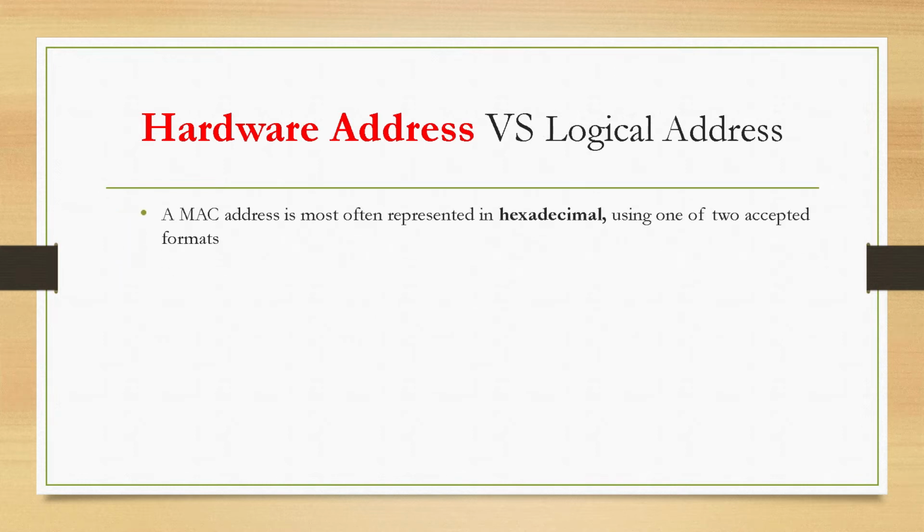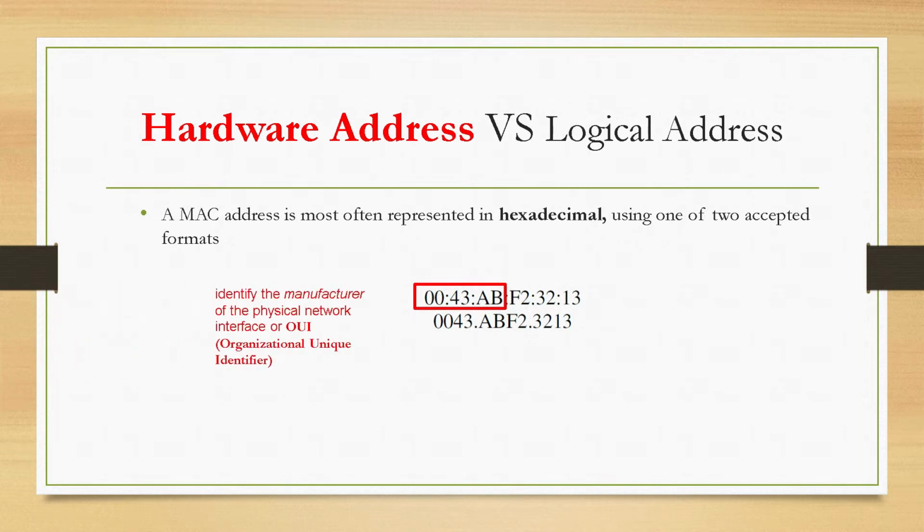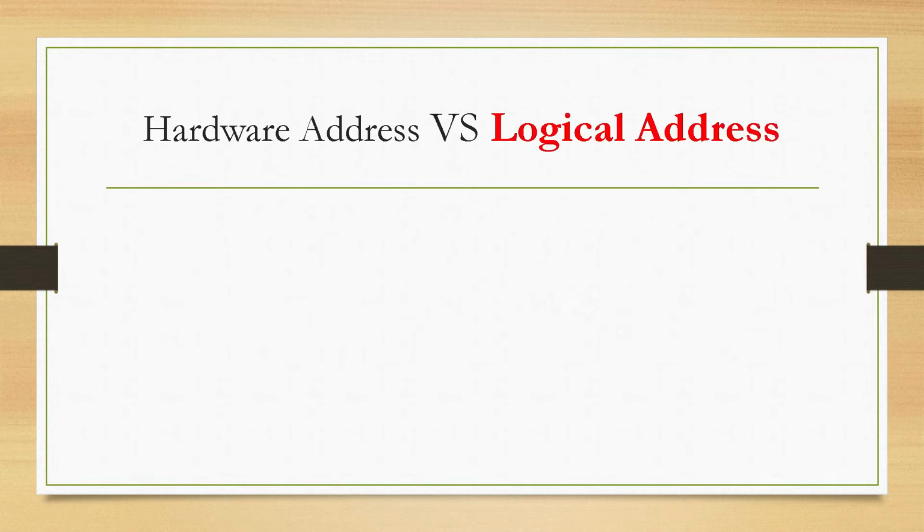This MAC address is often represented in hexadecimal using one of two accepted formats. The first format is separated with a colon and the second format is a dotted format. The first 6 digits of the MAC address identify the manufacturer of the physical network interface, which we call the OUI, Organizational Unique Identifier. The second half is used to identify the host itself and is referred to as the host ID.